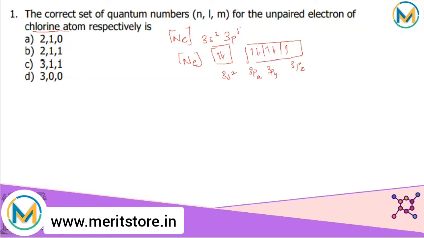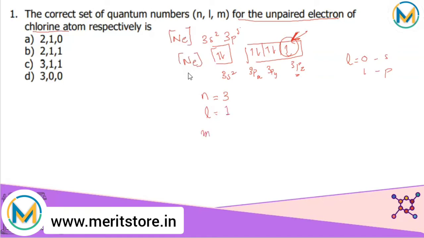Now the question asked for the unpaired electron, that means we are talking about this electron, this unpaired electron, we have to write the quantum number. So quantum number n is equal to 3, n is equal to 3 we got. Now l is the azimuthal quantum number. So here it is in the p subshell. So we know l is equal to 0 is for s subshell, l is equal to 1 is for p subshell. So here these are the p subshells where the unpaired electron is present. So l value is 1.